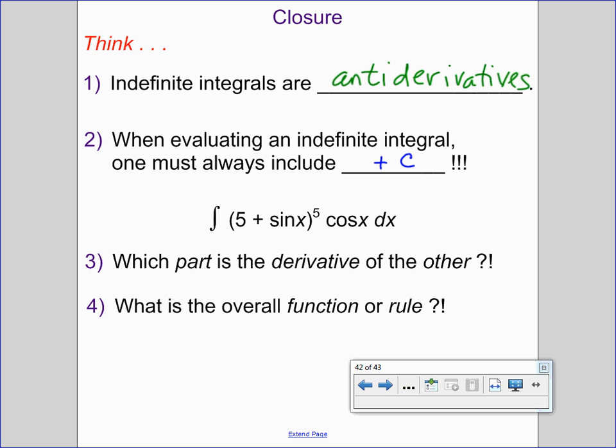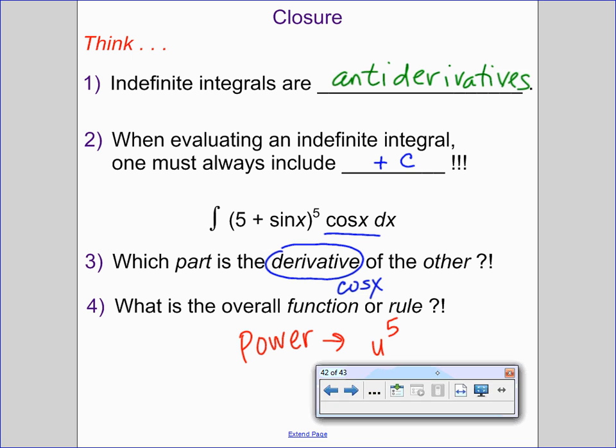Cosine of x is a portion of the derivative of the base 5 plus sine of x. Yes. And if our overall function rule here is what kind of function? So the overall function here would be what? Riley E? Absolutely. So my overall would be a power, like u to the 5th. Awesome work, you guys. Good job.